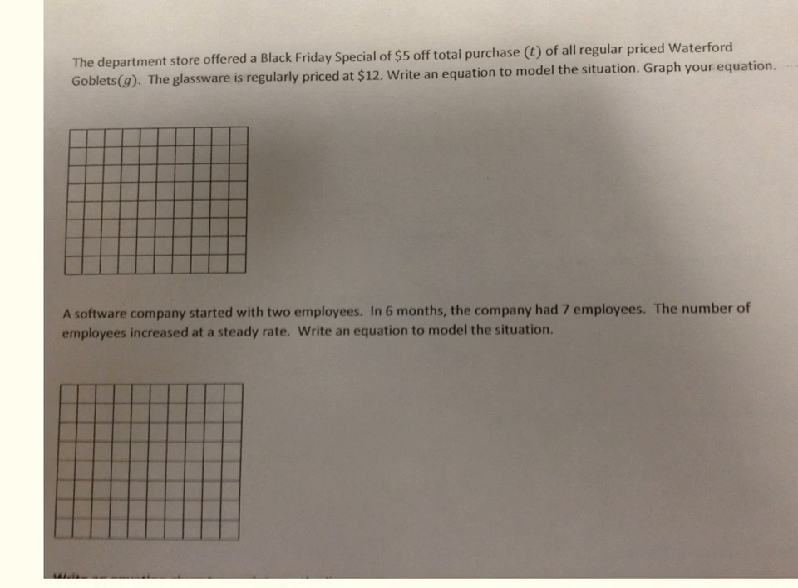The department store offered a Black Friday special, $5 off the total purchase, so that's T, total purchase is T, of all regular priced Waterford goblets. That's my other variable, G, goblets. The glassware is regularly priced at $12 each. Write an equation to model the situation and then graph.